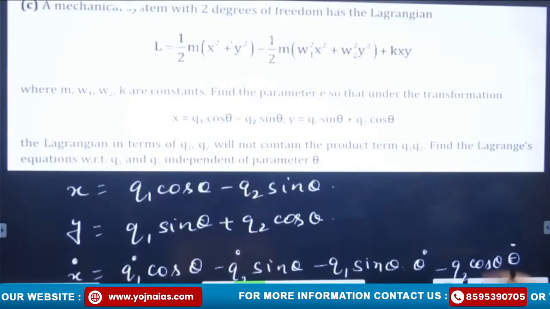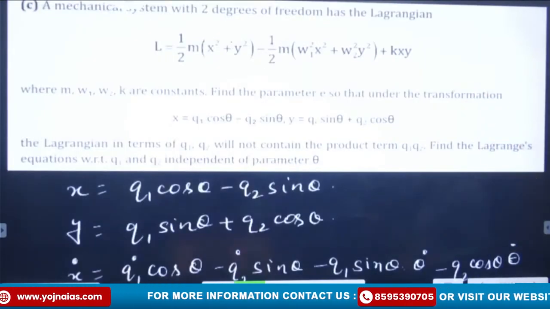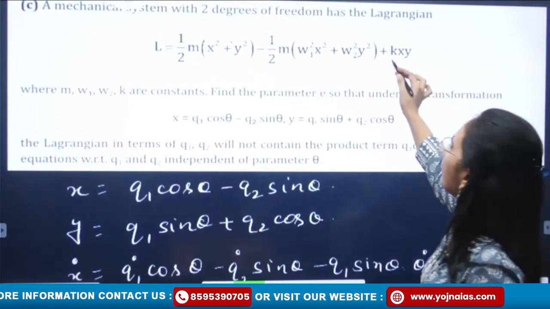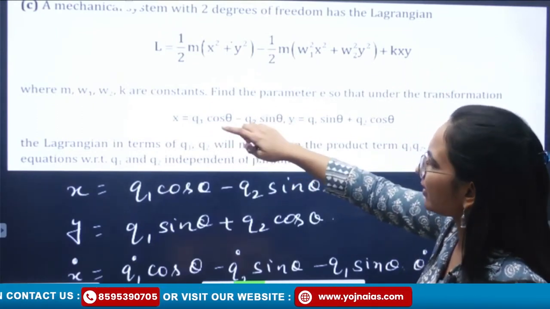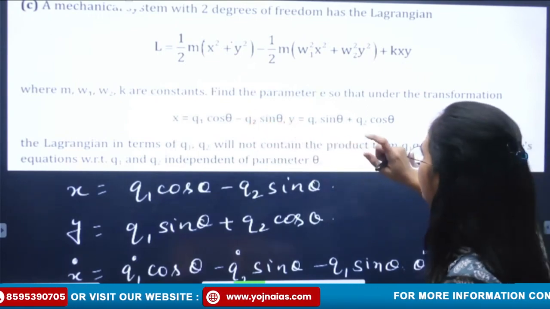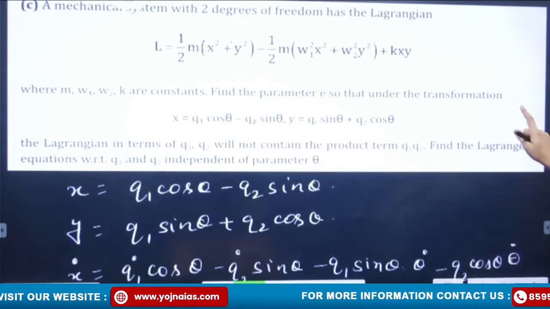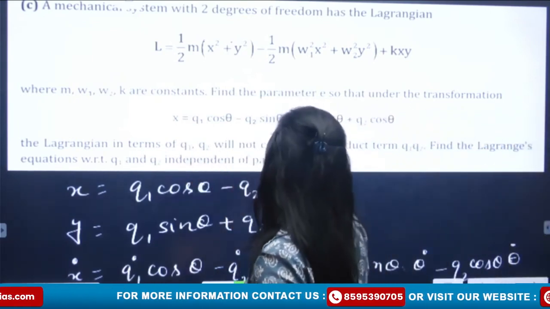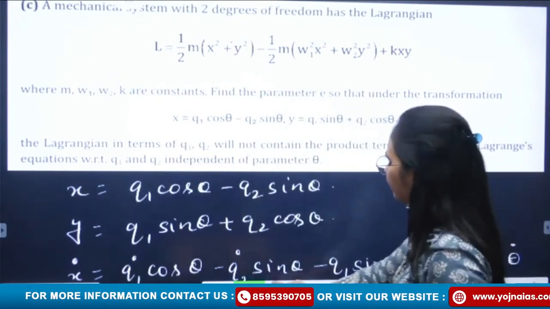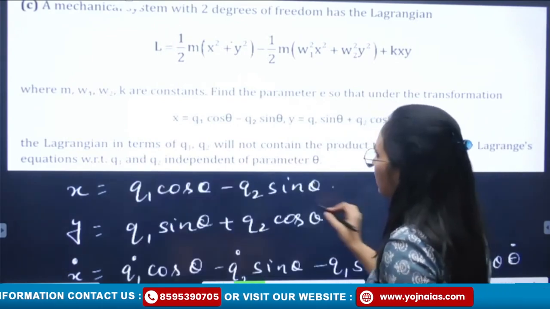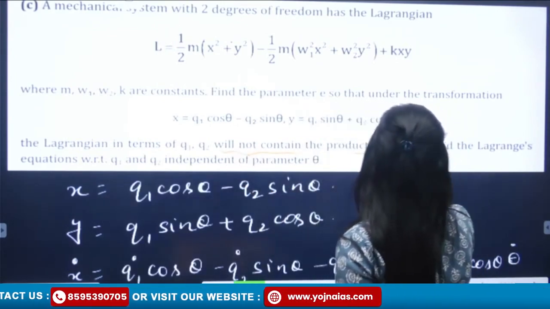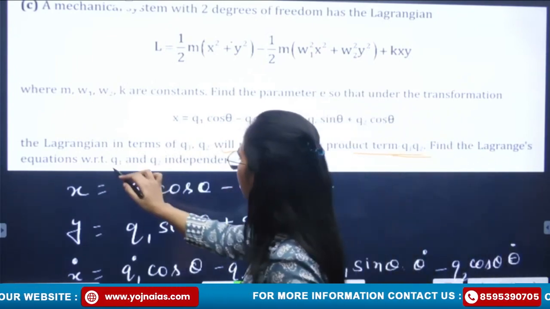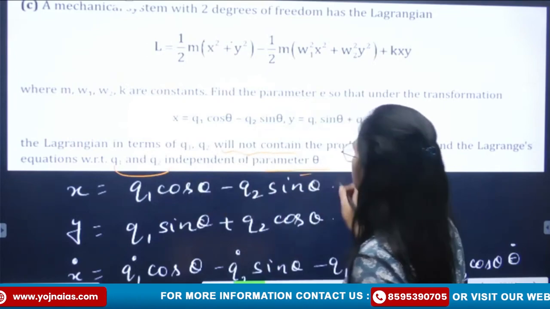नेक्स्ट, ए मैकेनिकल सिस्टम विद 2 डिग्रीज ऑफ फ्रीडम हैज लैग्रेंजियन. दिस इज द लैग्रेंजियन ऑफ ए मैकेनिकल सिस्टम वेयर m, w1, w2, k आर कांस्टेंट. फाइंड द पैरामीटर theta सो दैट अंडर द ट्रांसफॉर्मेशन दिस द लैग्रेंजियन इन टर्म्स ऑफ k1 k2 विल नॉट कंटेन द प्रोडक्ट टर्म, that will not contain the product term q1 q2. Find the Lagrange's equation with respect to q1 and q2 independent of parameter theta.